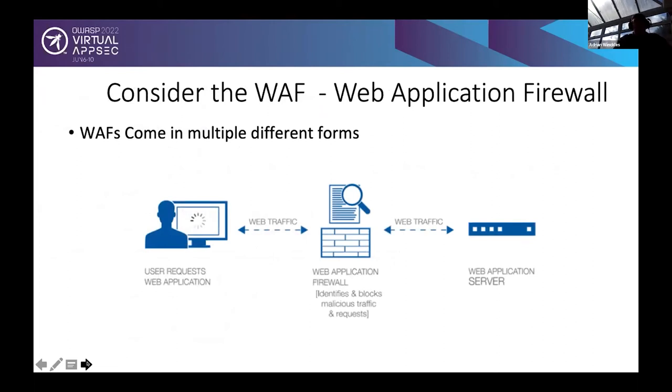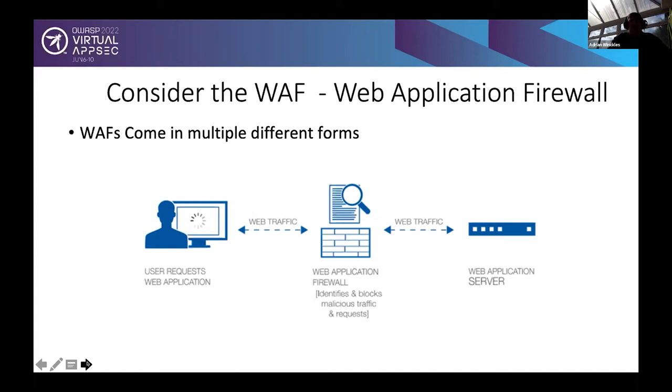Our first line of defense, if you like, for things like web applications is our good old friend, the web application firewall, the WAF. And the WAF, of course, comes in many different forms. Essentially, we're putting it as a barrier to look at which traffic is good, which traffic is bad, and block the bad. That's in its very simplistic form.